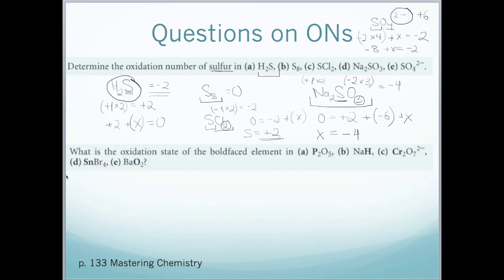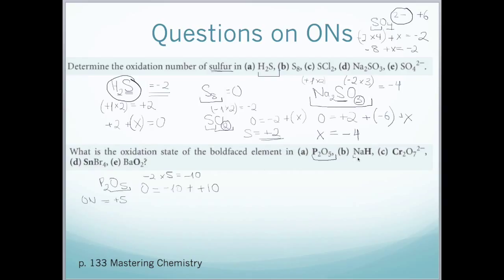Let's look at the second question. It says, what is the oxidation state of the bold-faced element? We have P2O5. Oxygen is -2, and because there are 5, we have to multiply. I mean, it's -10. Overall, there is no charge here, therefore the overall equation will be 0. So -10 plus, and we have 2 phosphorus. So in order to make it neutral, we'll have to add positive 10. But because there are 2, that means that the oxidation number of phosphorus in this case will be +5.